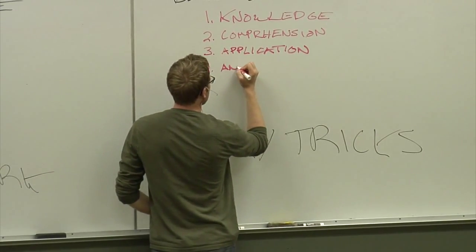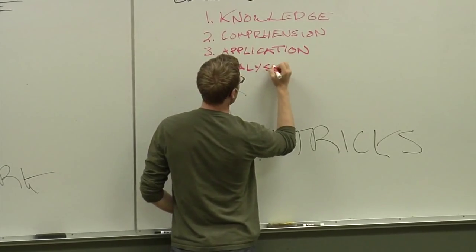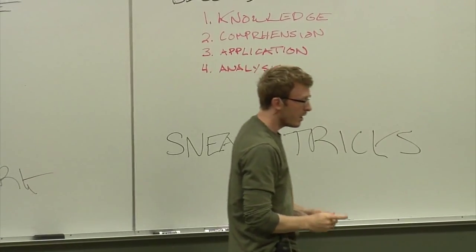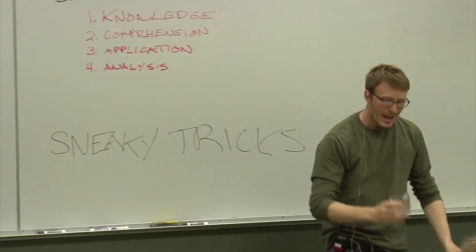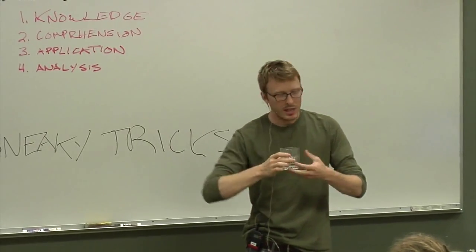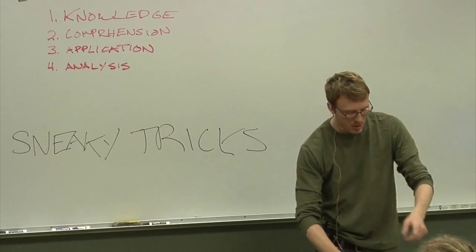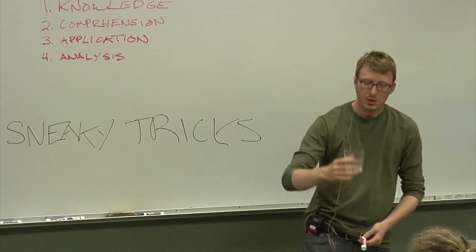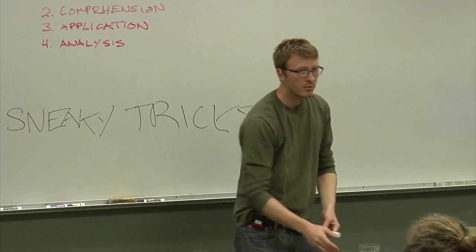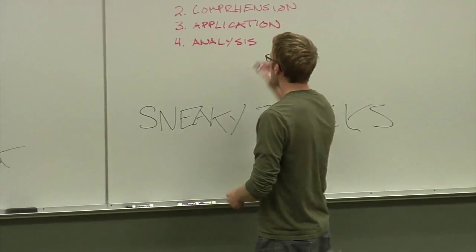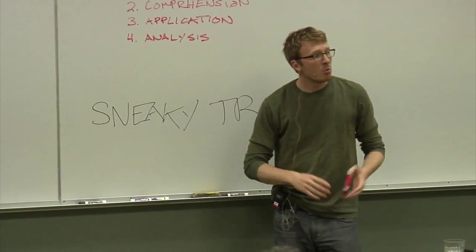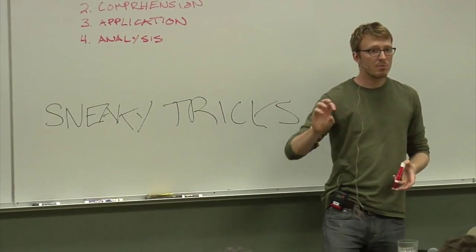Four is analysis. Analysis is breaking it down into parts. This is a cup. It's made of glass. It's got these neat ridges. It has a base. It has some sort of weight. We can break it down into its component parts. It's got a rim. In this case, it's half full or half empty of water, depending on your philosophical persuasion.